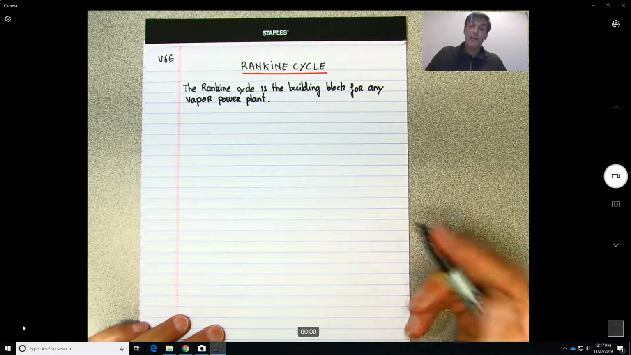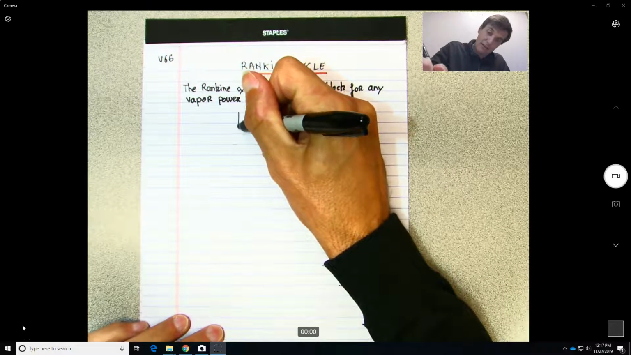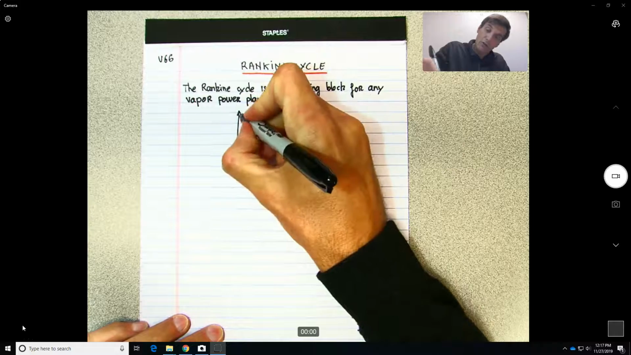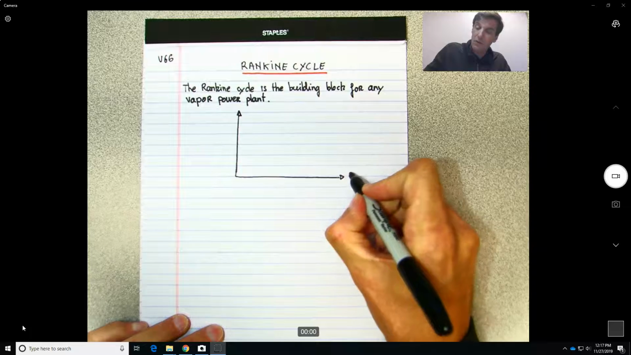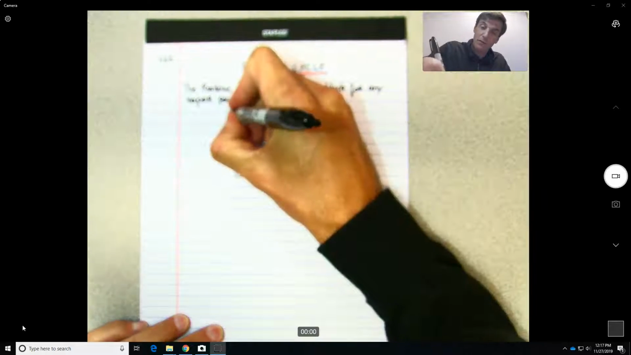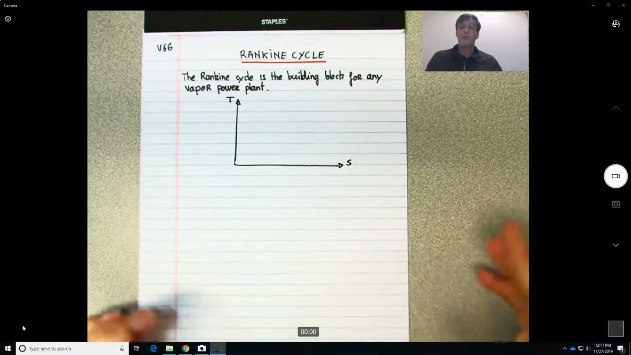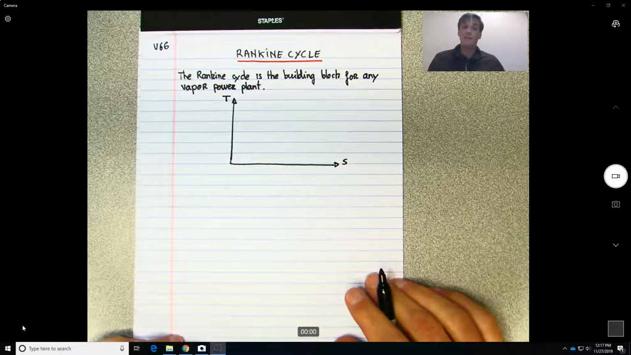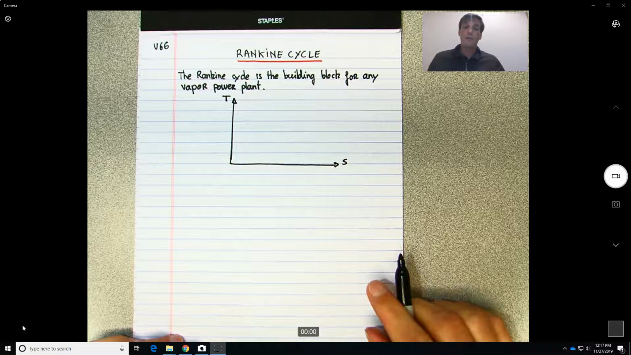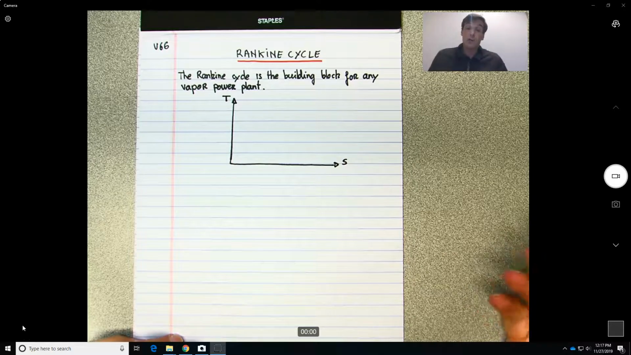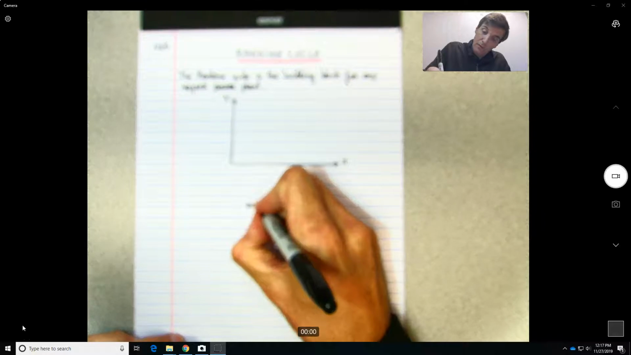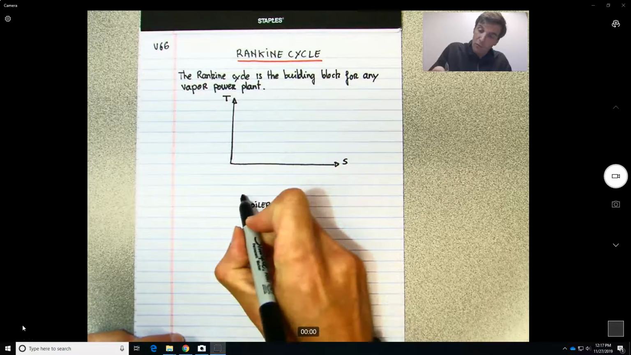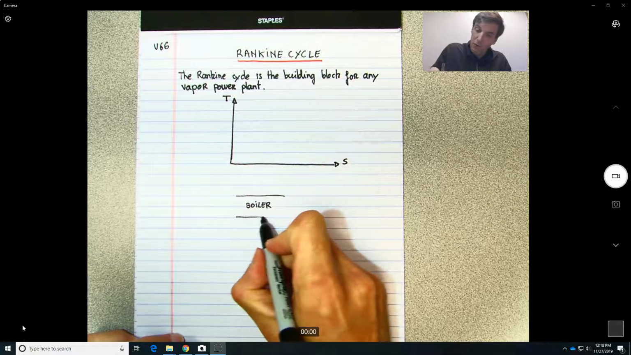So basically, if it's the ideal cycle or the building block, we should be able to sketch the cycle on a TS diagram. Okay? Now, let's see. What do we need in order to have, let's say, a steam machine, or also a vapor power plant can be a nuclear plant that you just use nuclear energy to boil water. So what we need is what? We need a boiler. So it should be maybe the first component.